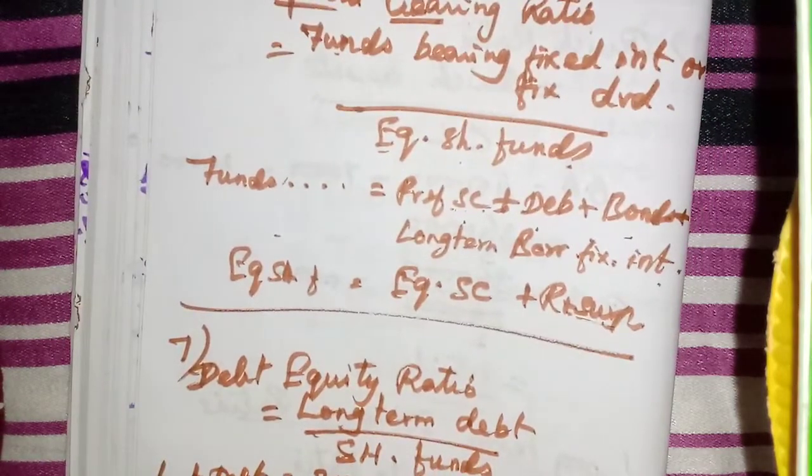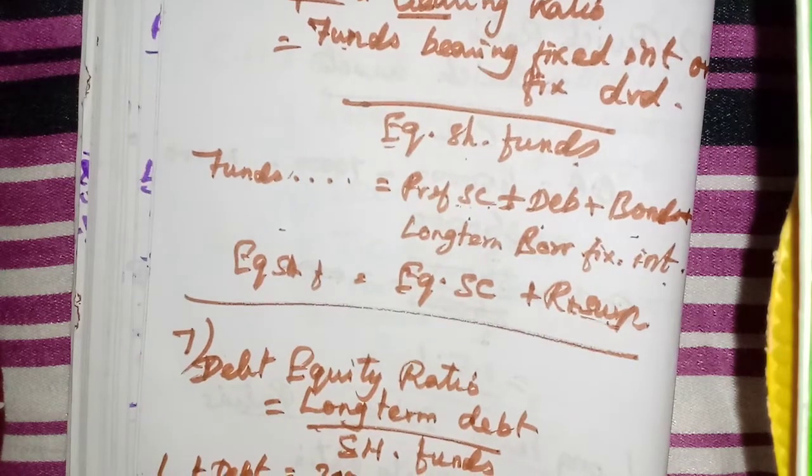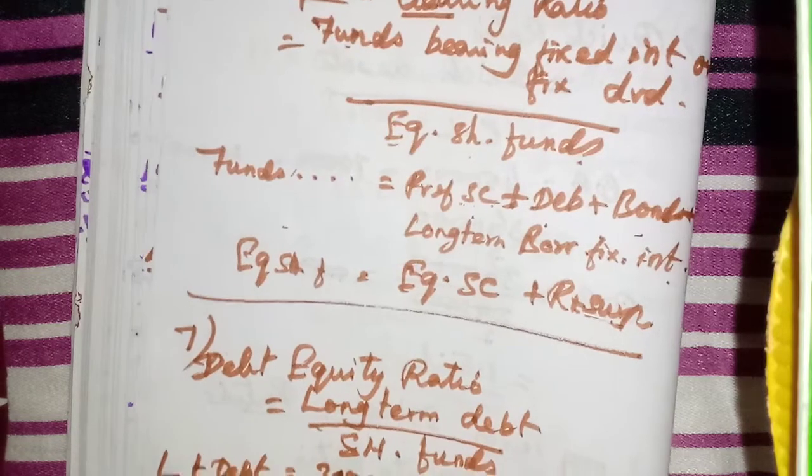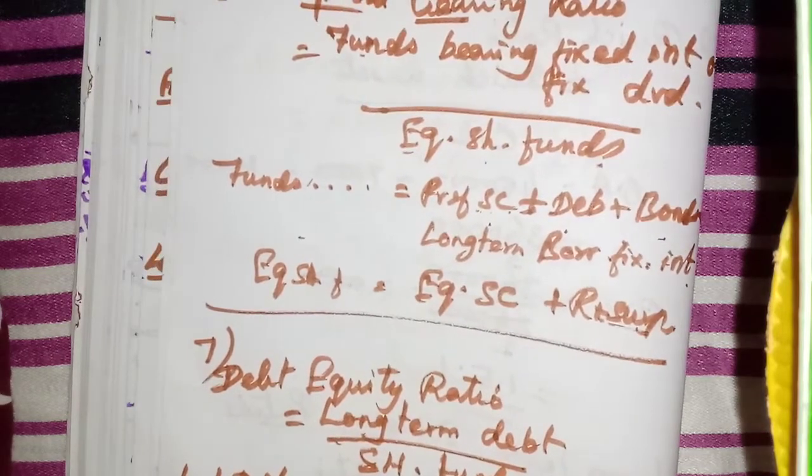Okay, students, so learn these 5 formulas and what should be added to calculate each item. Okay, that you must be very clear. Okay, students, thank you very much.